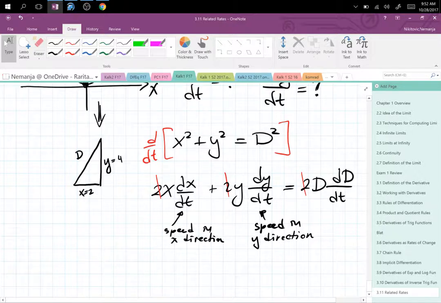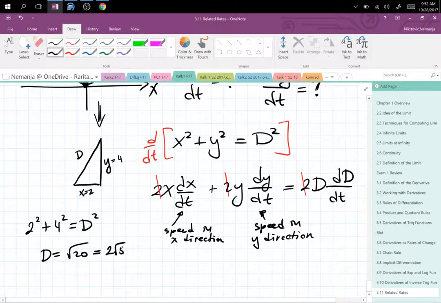I can calculate d using the Pythagorean theorem. 2 squared plus 4 squared is equal to d squared. So that's 4 plus 16 is 20. d is the square root of 20, which is 2 root 5, right? 4 times 5, and the 4 under the root goes out as 2. So 2 root 5 for d.